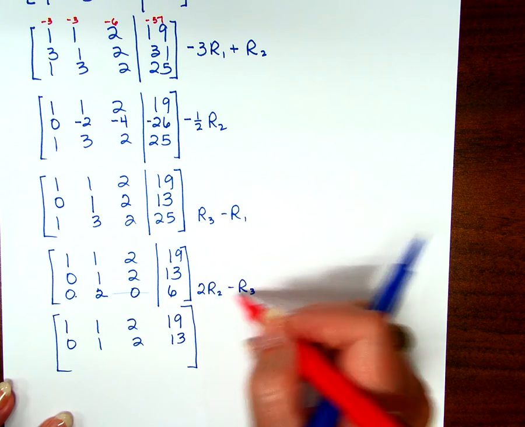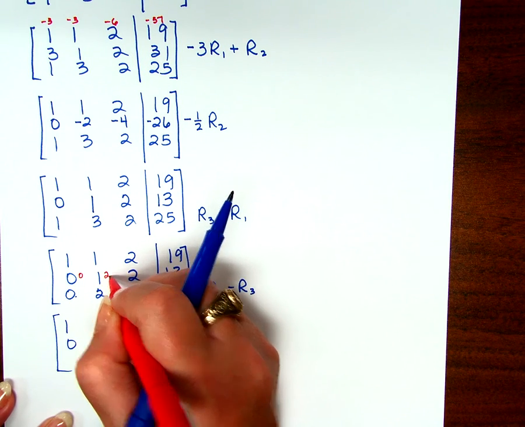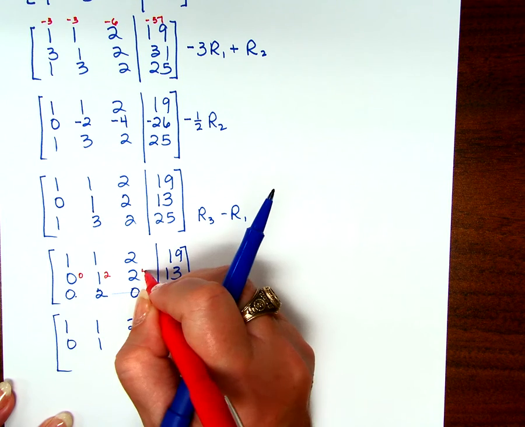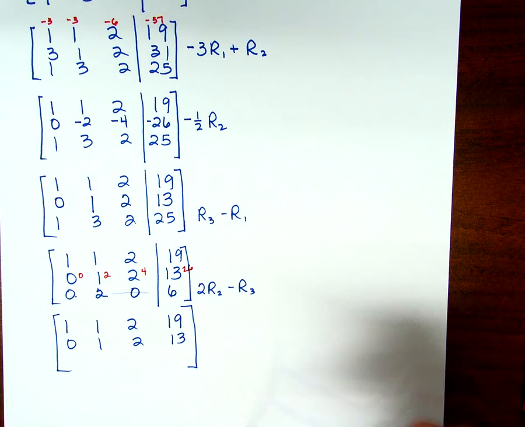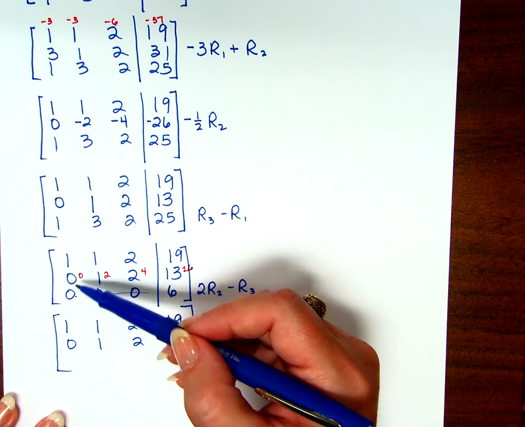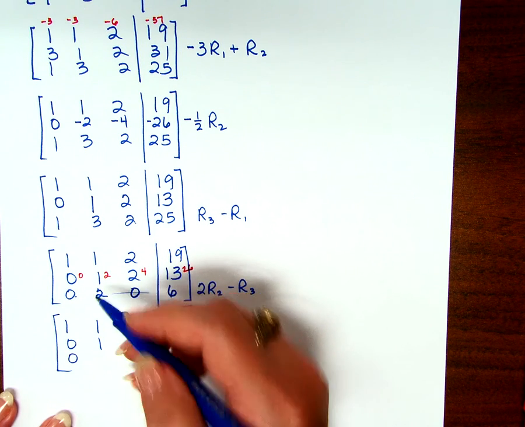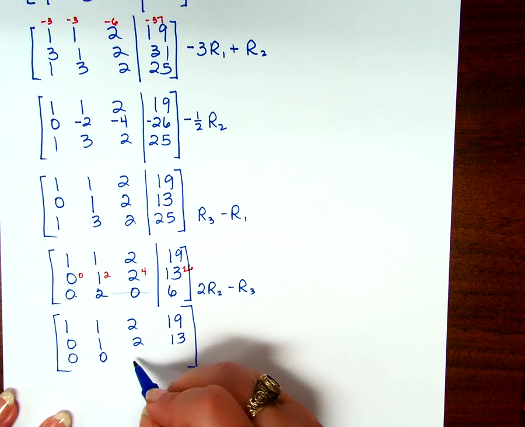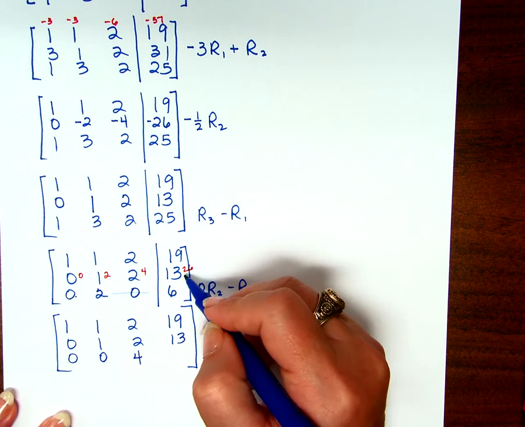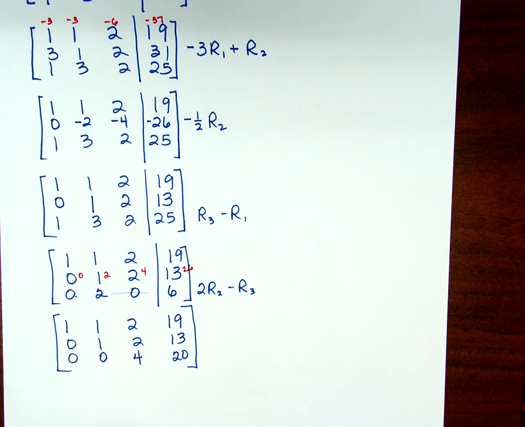So I have to multiply row 2 by 2. So that's going to be a 0, a 2, a 4, and a 26, right? And now subtract this minus this. 2 minus 2. 4 minus 0. 26 minus 6. 20. You okay so far?